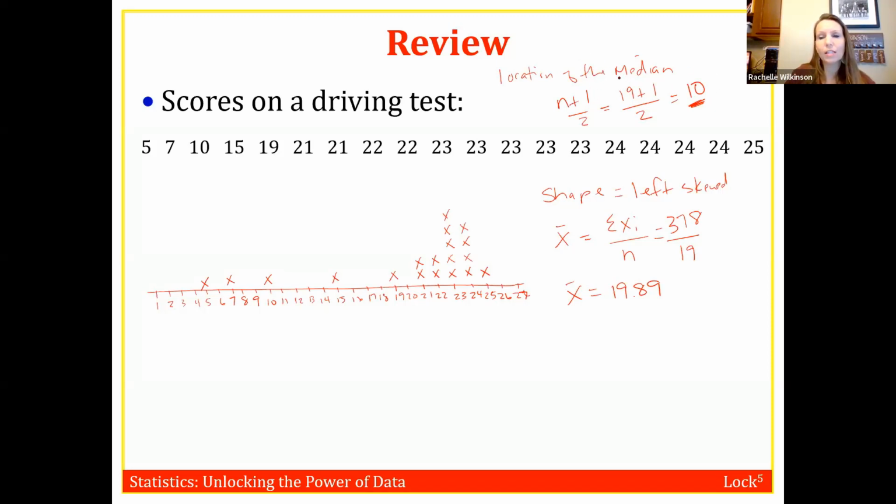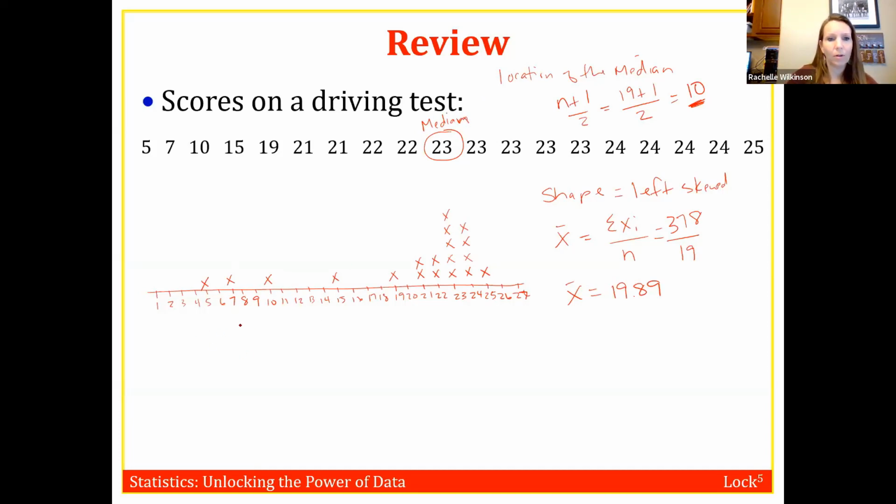So I know that the median is going to be my 10th observation from the left. I'm going to count 1, 2, 3, 4, 5, 6, 7, 8, 9, 10. So here's my 10th observation. And if I counted from the other side, I should end up on the same number. So 1, 2, 3, 4, 5, 6, 7, whoops, oh wait, I missed one. 1, 2, 3, 4, 5, 6, 7, 8, 9, 10. So I do end up right here in the middle again. So 23 is my median.